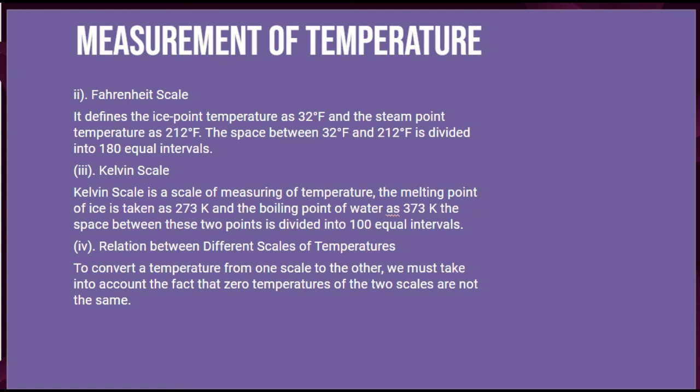And the Kelvin scale is also used for measuring temperature. The melting point of ice is taken as the lower fixed point, and the boiling point of water as the upper fixed point. The space between these two points is divided into 100 equal intervals.